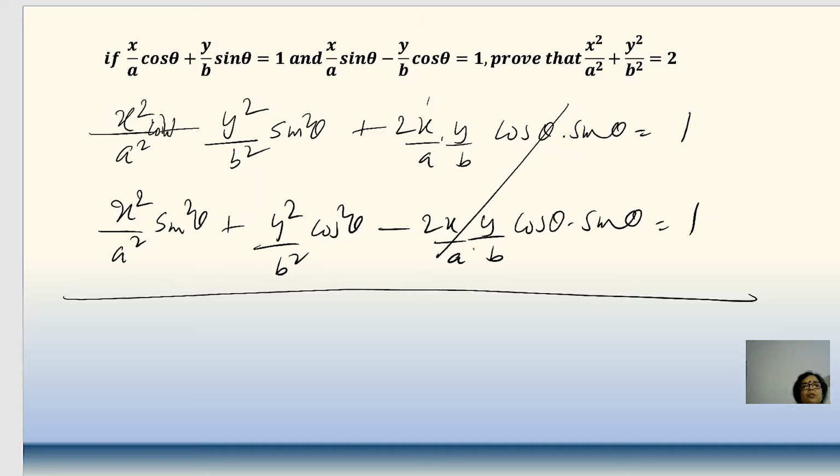If you add these two terms, this is cos square theta here. Take out x square by a square common. Cos square theta plus sine square theta is 1. Here also take out y square by b square common. Sine square theta plus cos square theta is 1. 1 plus 1 is 2. So this is what has to be proved. So simply squaring and adding, we get this.